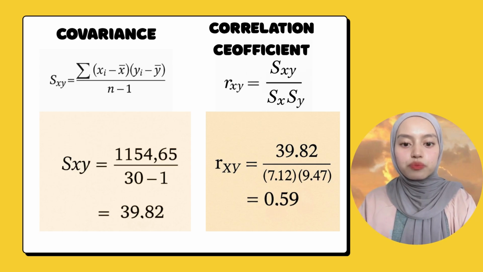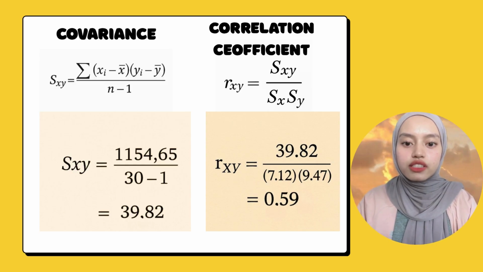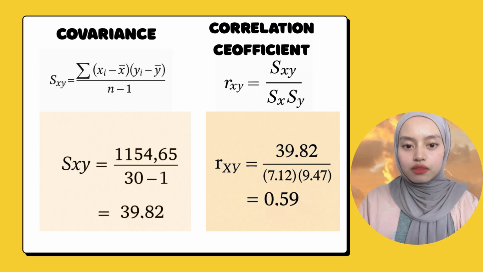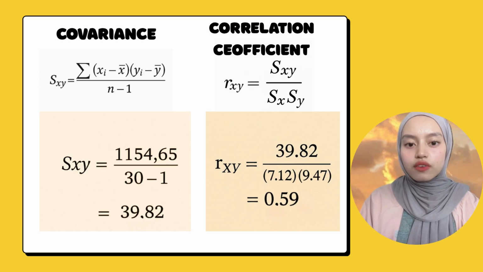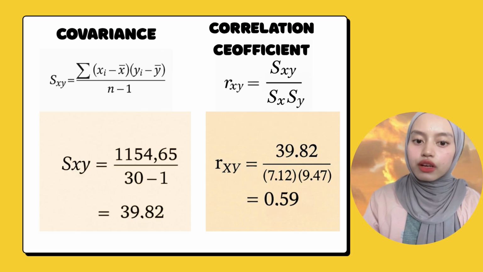Next, we calculate the Pearson correlation coefficient, which shows how strong the relationship is and in what direction. The formula is correlation equals the covariance divided by the standard deviation of x multiplied by the standard deviation of y. In our data, the covariance is 39.82, the standard deviation of x is 7.12, and the standard deviation of y is 9.47. So the correlation equals 39.82 divided by 7.12 times 9.47. This gives a final correlation value of 0.59.